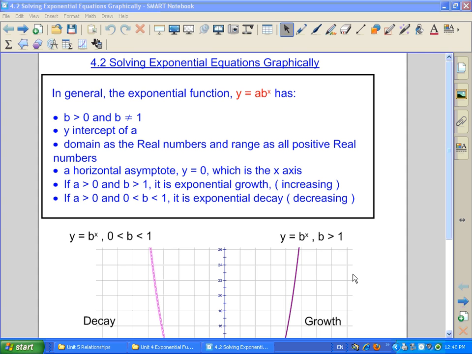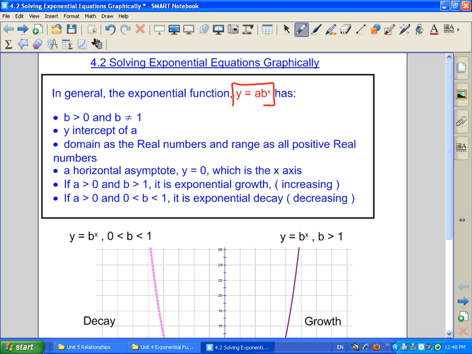And welcome to lesson 4.2, solving exponential equations graphically. So this is where you either need a piece of graph paper or graphing technology on a graphing calculator to help you with this. All right, so let's just explore, ladies and gentlemen, the exponential function.